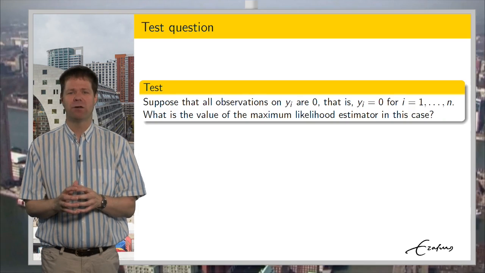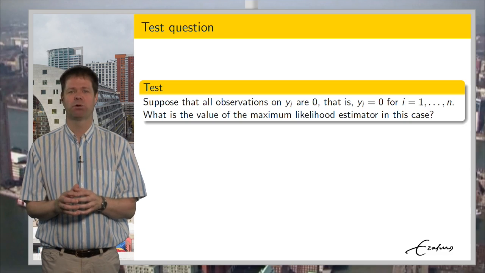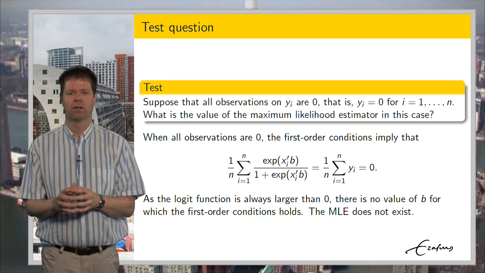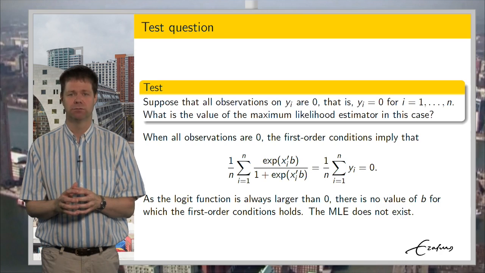I now ask you to think about the following. Suppose that you have a data set where all yi observations are 0 with different explanatory variables xi per observation. You want to estimate the parameters for a logit model. What is the value of the maximum likelihood estimator b in this case? As you can see on the slide, the first order conditions imply that the sum of the probabilities should be 0. As the logit function is always strictly larger than 0, there is no solution to the first order condition, and hence the maximum likelihood estimator does not exist.